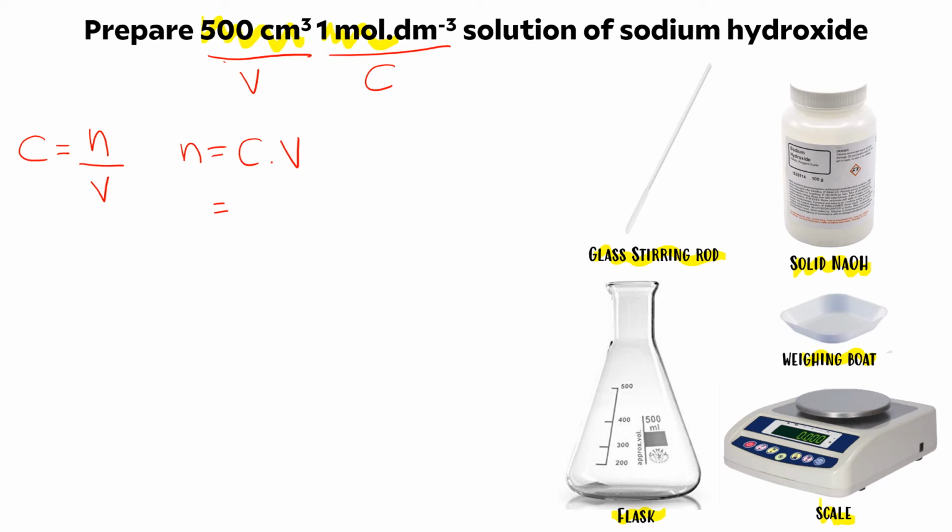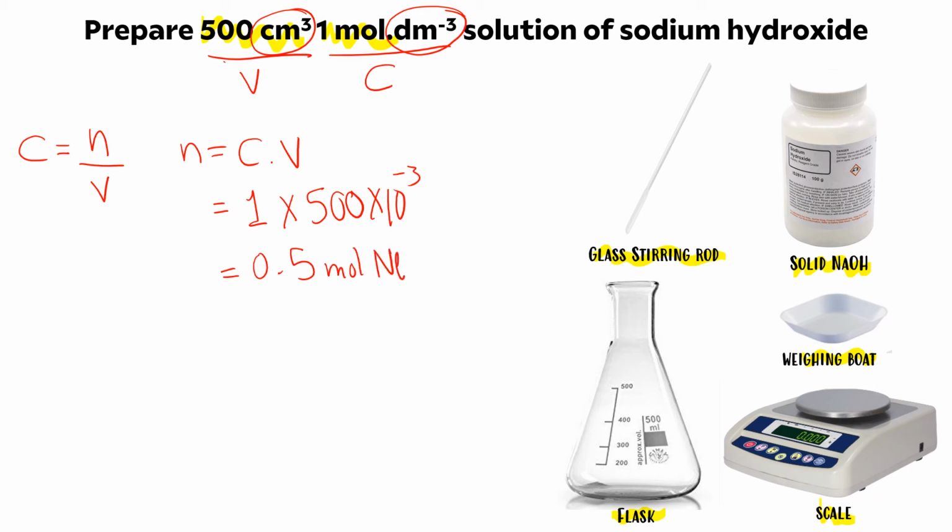We have the concentration, which is 1, and we have the volume, which is 500. But we have cubic centimeter and cubic decimeter here, so we have to unify the units. We will convert the cubic centimeter into cubic decimeter by multiplying by 10 to the power negative 3. So the number of moles of sodium hydroxide is equal to 0.5 moles NaOH.